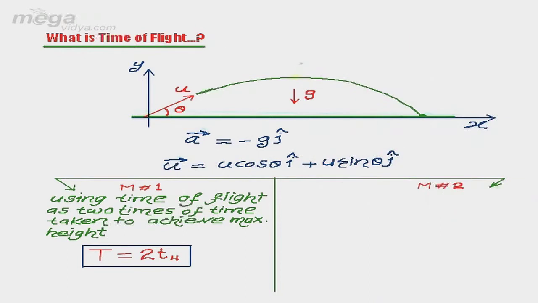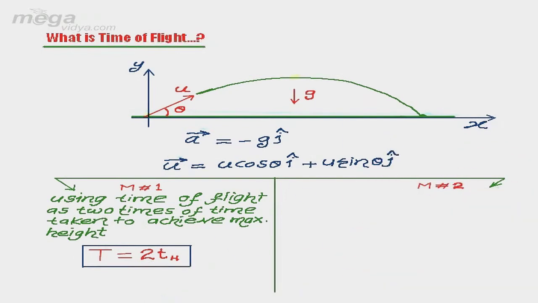As we know, acceleration is uniform, so the time taken to achieve maximum height will be equal to the time taken by the projectile to descend the same height. Meaning when it reaches the ground again, it takes the same time in which it achieved that maximum height. So time of flight can be taken as 2 times the time taken to reach maximum height.